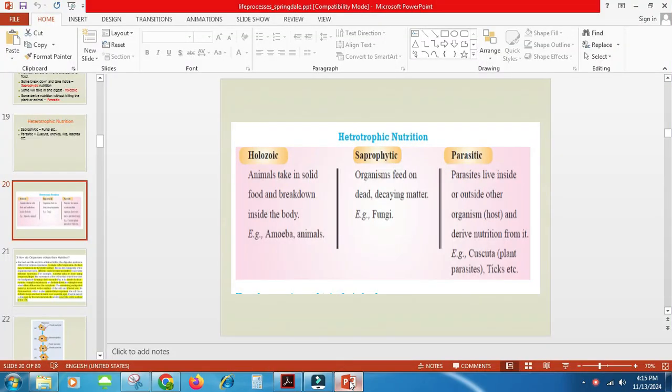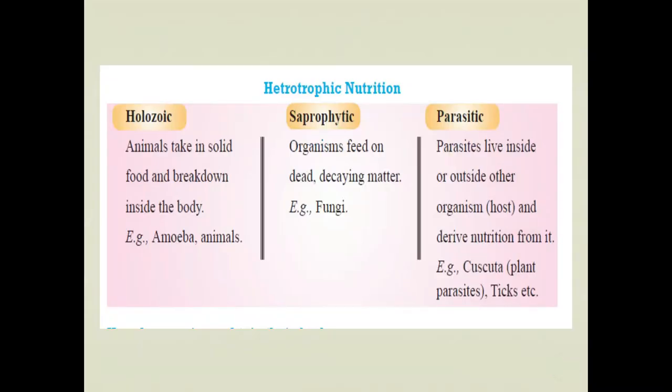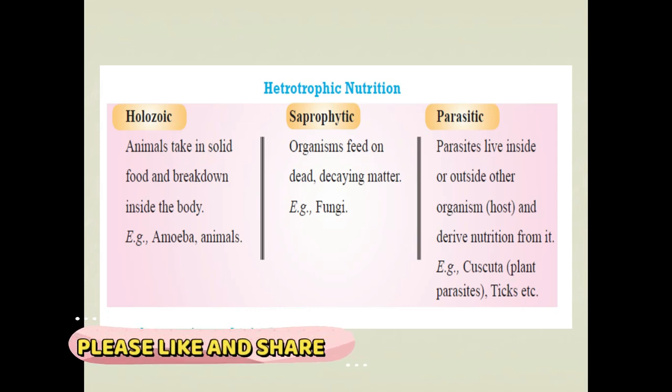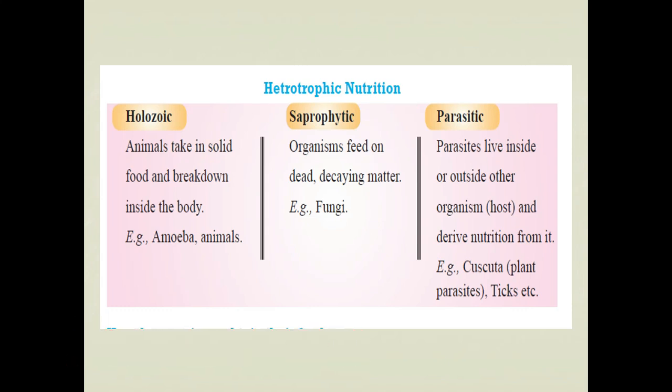Welcome back. So next topic is heterotrophic nutrition. So here you can see heterotrophic nutrition is nothing but the organism which is not able to prepare their own food. When they are not able to prepare their own food, they depend upon other organisms for their food, because these organisms which are not able to prepare their own food do not have chlorophyll in them. So they will be depending upon other organisms either directly or indirectly for their food.